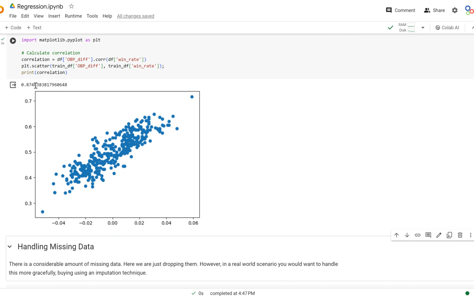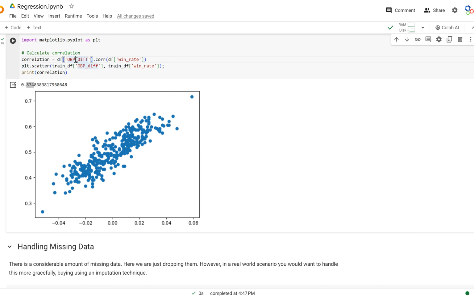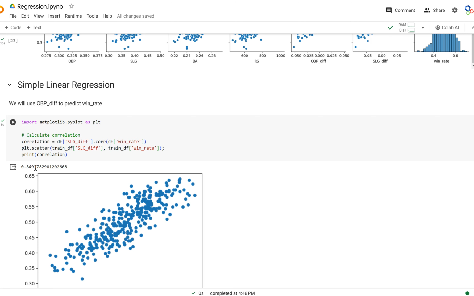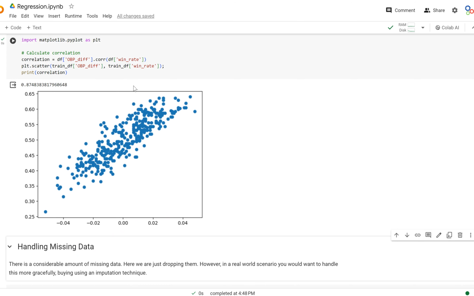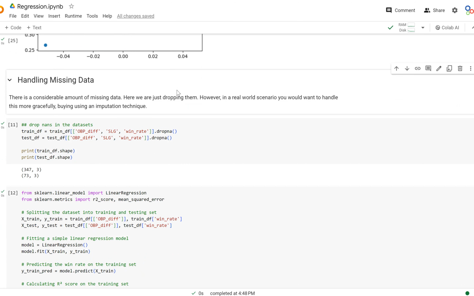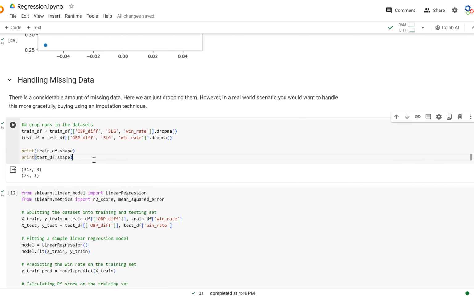The correlation between on-base percentage difference and win rate was 0.874, and it looks linearly correlated. Just to make sure that it's better than the slugging percentage difference. And as you can see, slugging percentage difference is about 0.85, 0.849, but it's a little bit lower than on-base percentage difference. And so we're going to use on-base percentage difference as our one independent variable to predict the win rate at 0.874. So we have some missing data here in the data set.